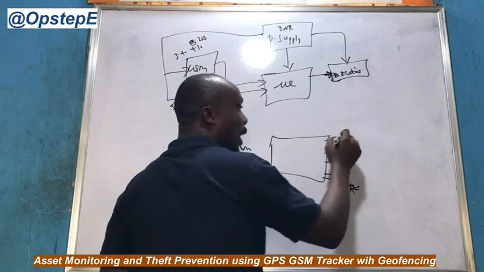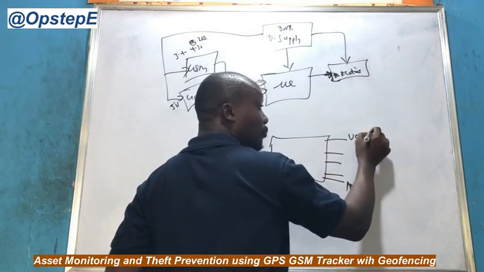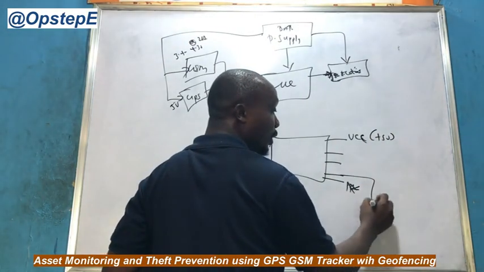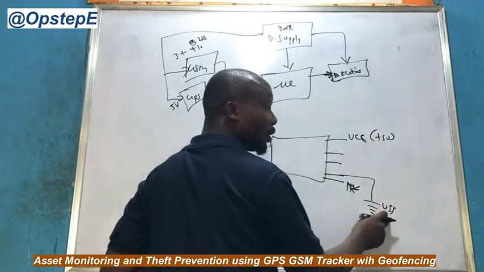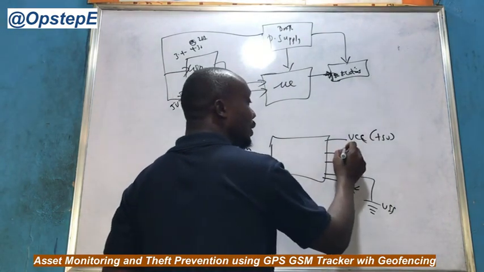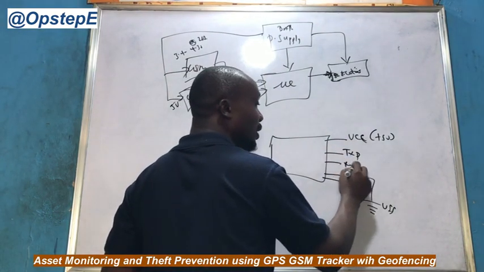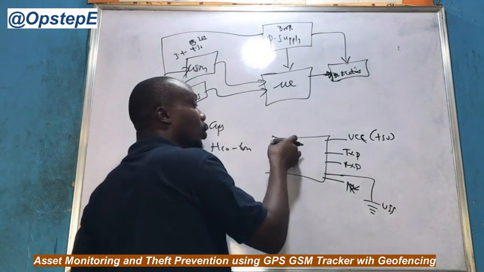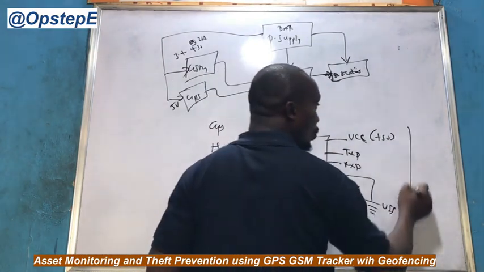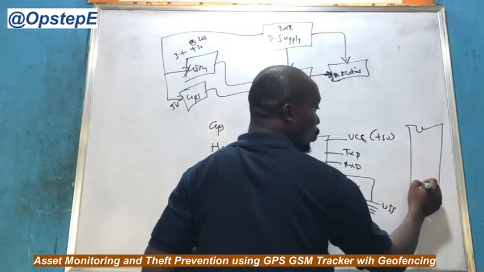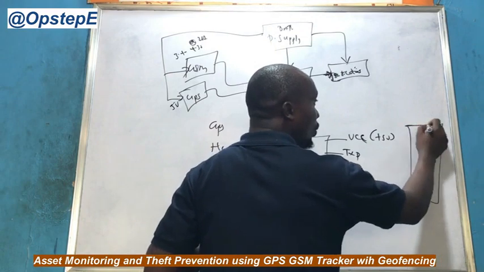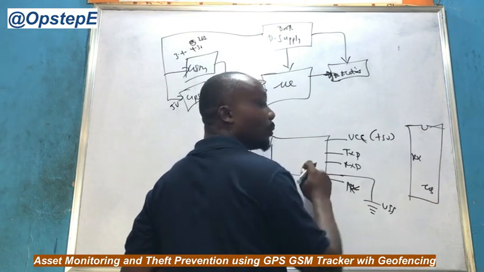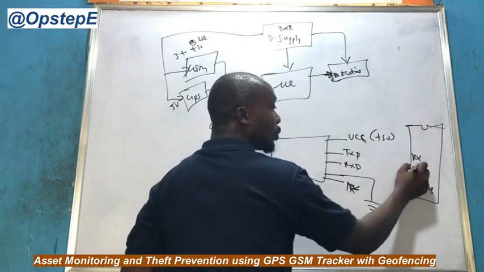The most prominent pins here are your VCC pin, where your plus 5 volt is connected, and the ground pin or VSS pin. Then you have the TXD and the RXD. So in connecting this with your microcontroller, the TXD is going to go to the RX of the microcontroller, and the RXD is going to go to the TX of the microcontroller.